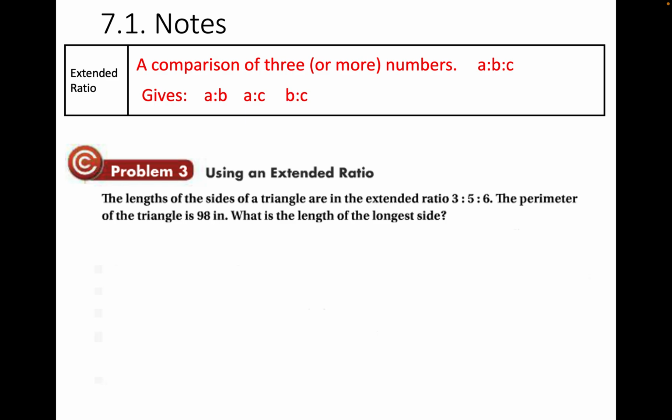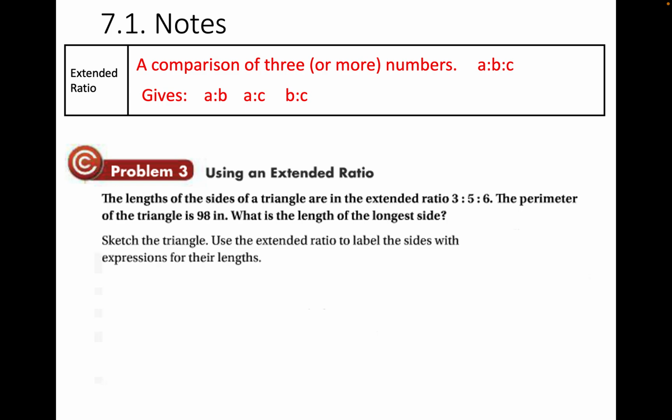It gives you those ratios right there. All right, we can use an extended ratio to try to solve problem number 3. The lengths of the sides of a triangle are in the extended ratio of 3 to 5 to 6, and the perimeter of the triangle is 98 inches. What is the length of the longest side?